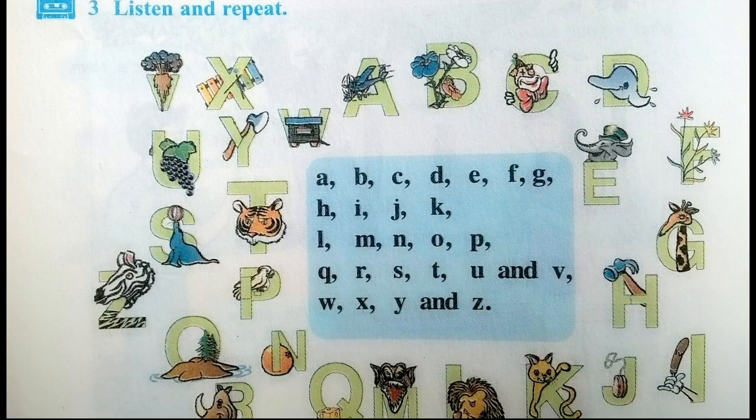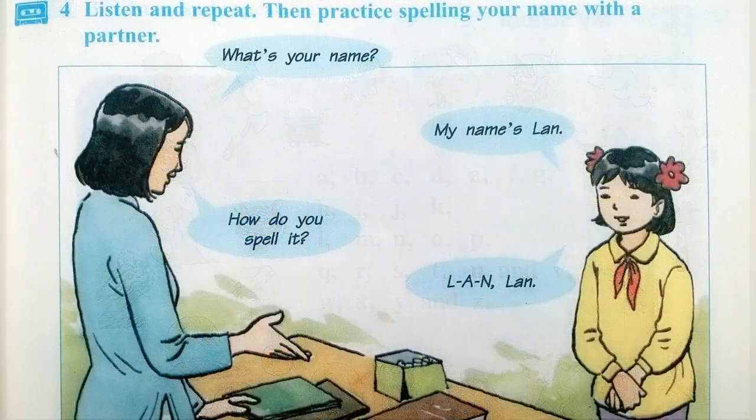3. Listen and repeat. A, B, C, D, E, F, G, H, I, J, K, L, M, N, O, P, Q, R, S, T, U, and V, W, X, Y, and Z. 4. Listen and repeat. Then, practice spelling your name with a partner. What's your name? My name's Lan. How do you spell it? L-A-N. Lan.